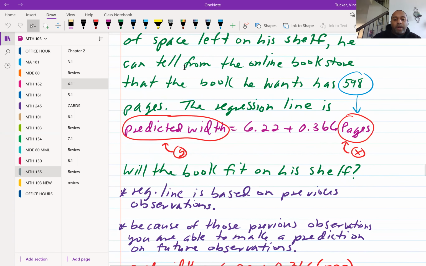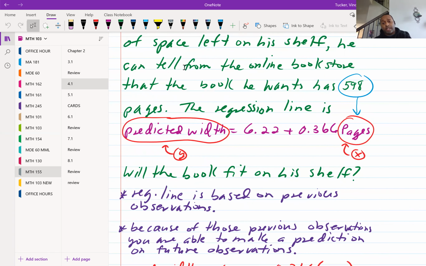Some of that I said right here in the dark purple: the regression line is based on previous observations. Because of those previous observations, you are able to make a prediction on future observations.